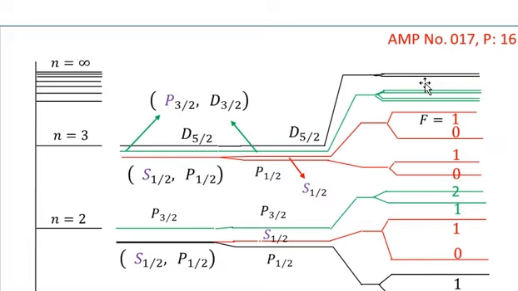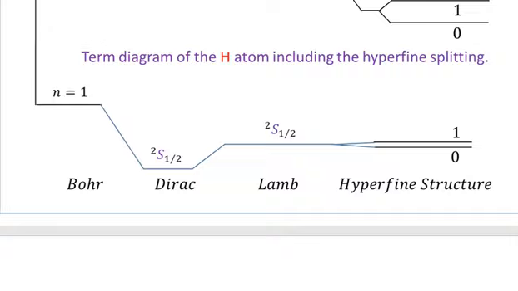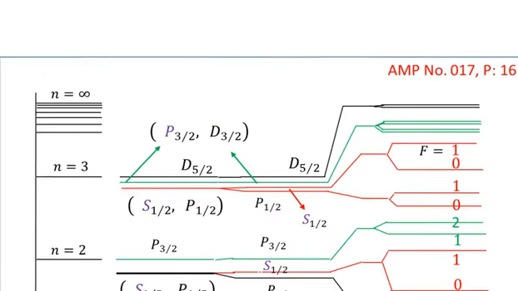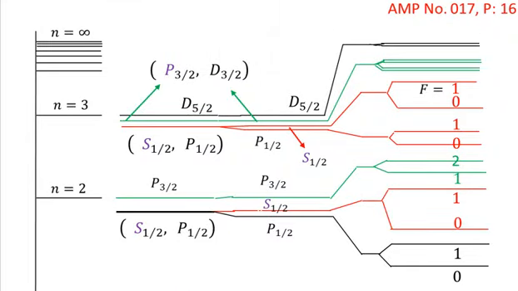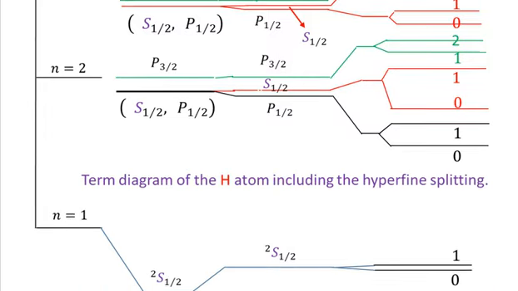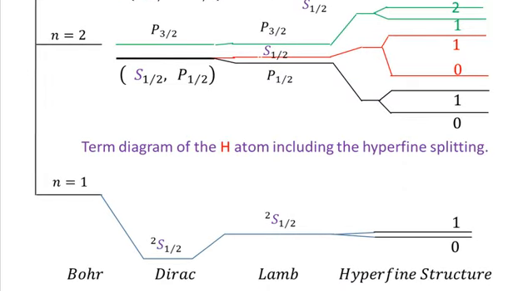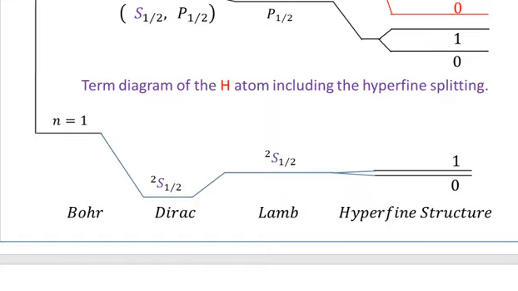And you know that if you go to further values, that is, if you increase the value of the principal quantum number n, then of course the hyperfine splitting will start decreasing between the levels, and ultimately we shall reach a stage where the splitting will be almost zero. So this is what I have explained: the spectrum of the hydrogen atom in its ground state, giving you the Bohr model, the Dirac model, the Lamb shift model, and finally, the hyperfine structure.